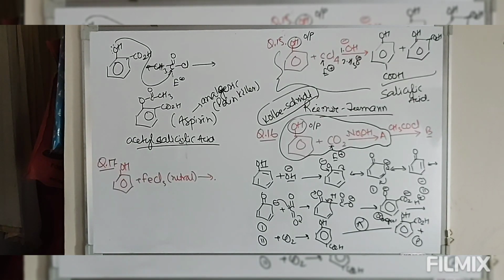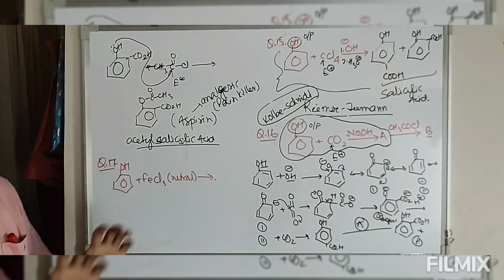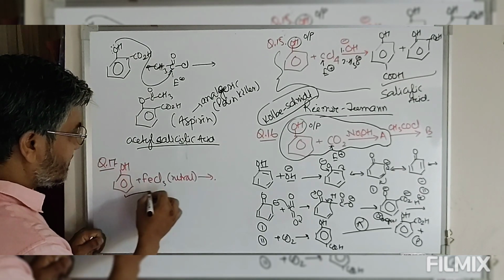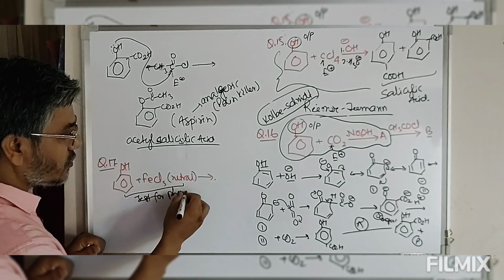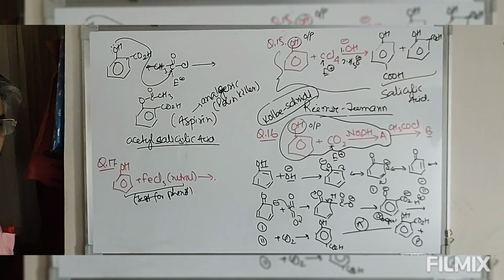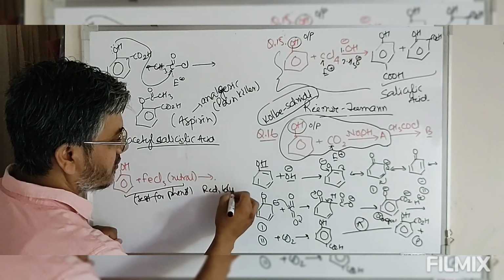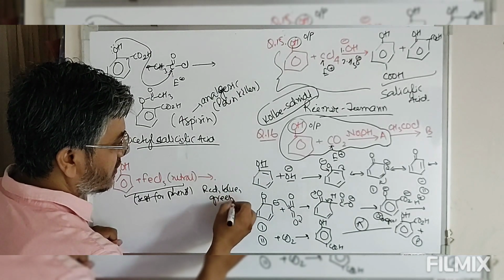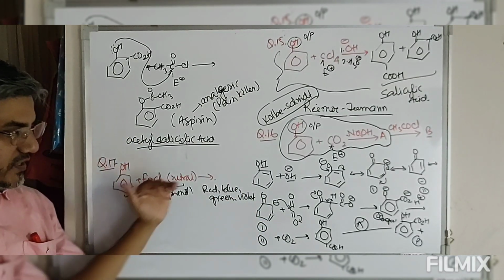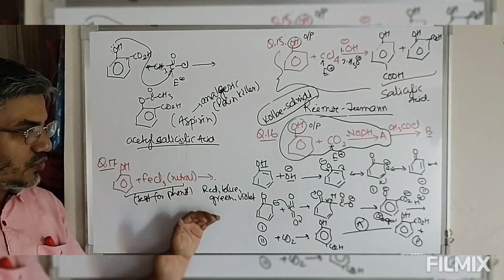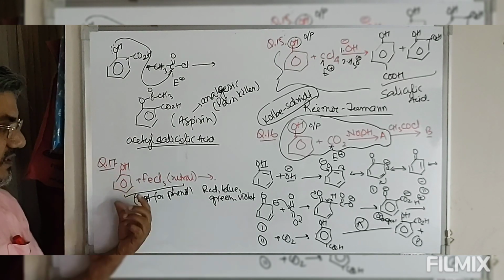Now the next problem. A reaction of phenol with neutral ferric chloride. This reaction is also used as a test for phenol. So phenols on reaction with neutral ferric chloride give various colors: red, blue, green, violet coloration. So the reaction of phenol with neutral ferric chloride gives you red, blue, green, brown, etc. This formation of different coloration is also used as a test for phenol.